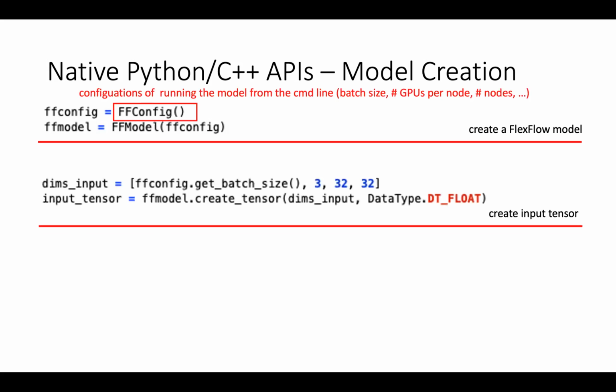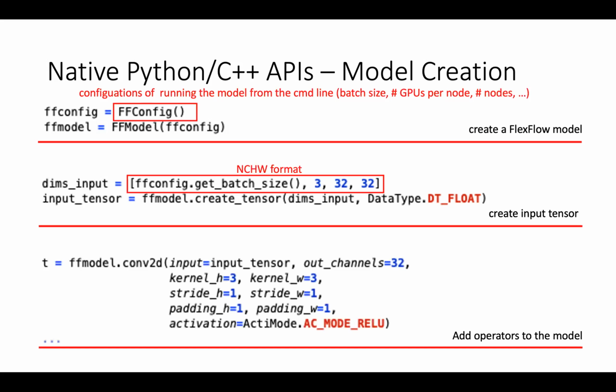The second step is to create the input tensor. In the FlexFlow, the tensor uses the NCHW format. Also, it's called channel first, because this kind of format is optimized for GPU. And the last step is to add operators to the model. This is an example of a convolution 2D operator. So no matter what operators you are using, the first parameter is always the input tensor, and the return value of an operator is always an output tensor.